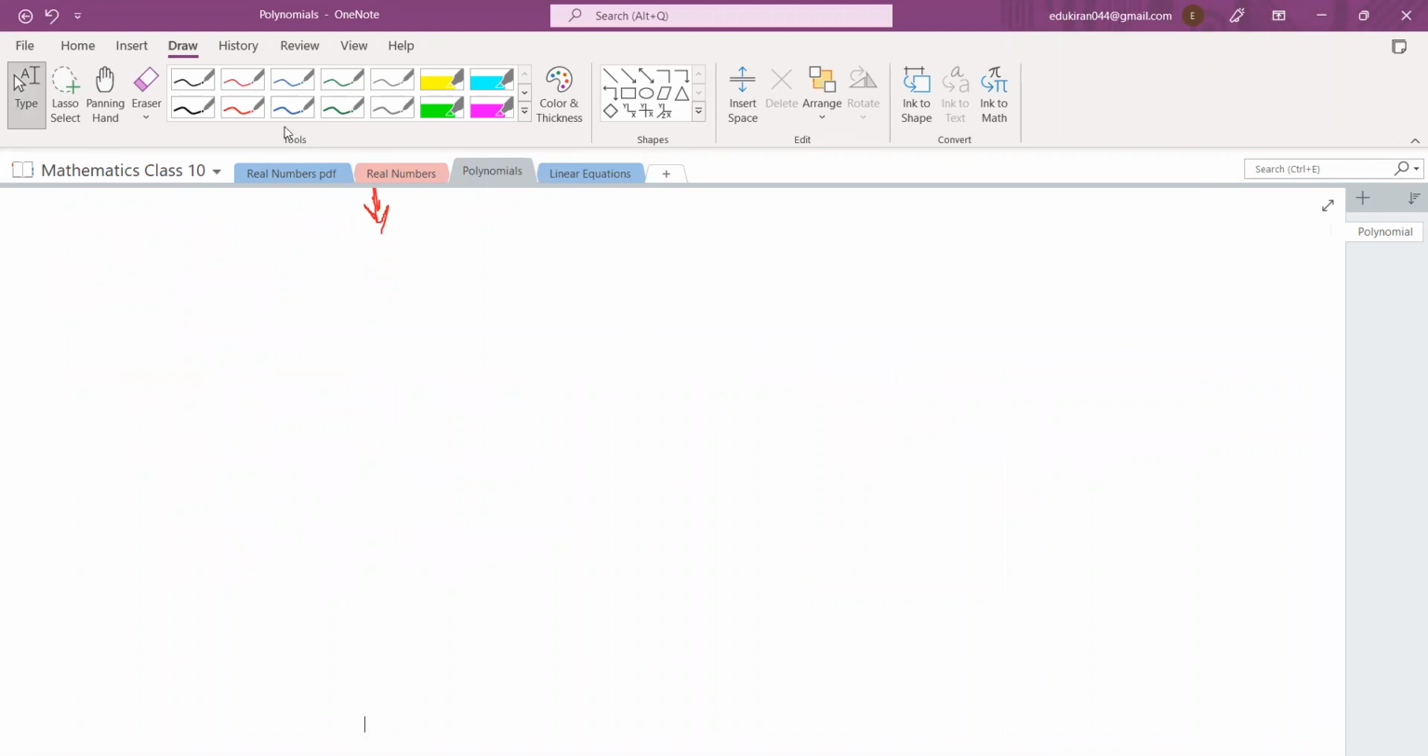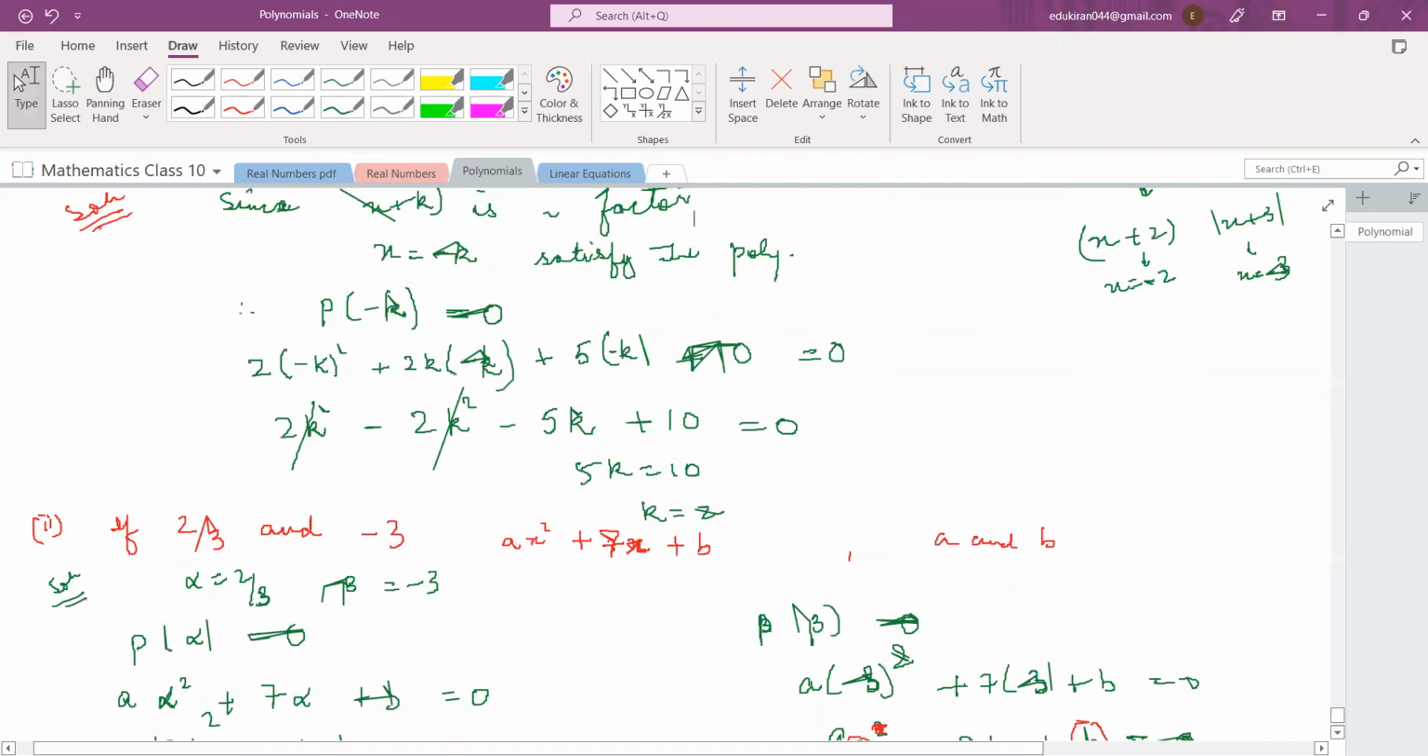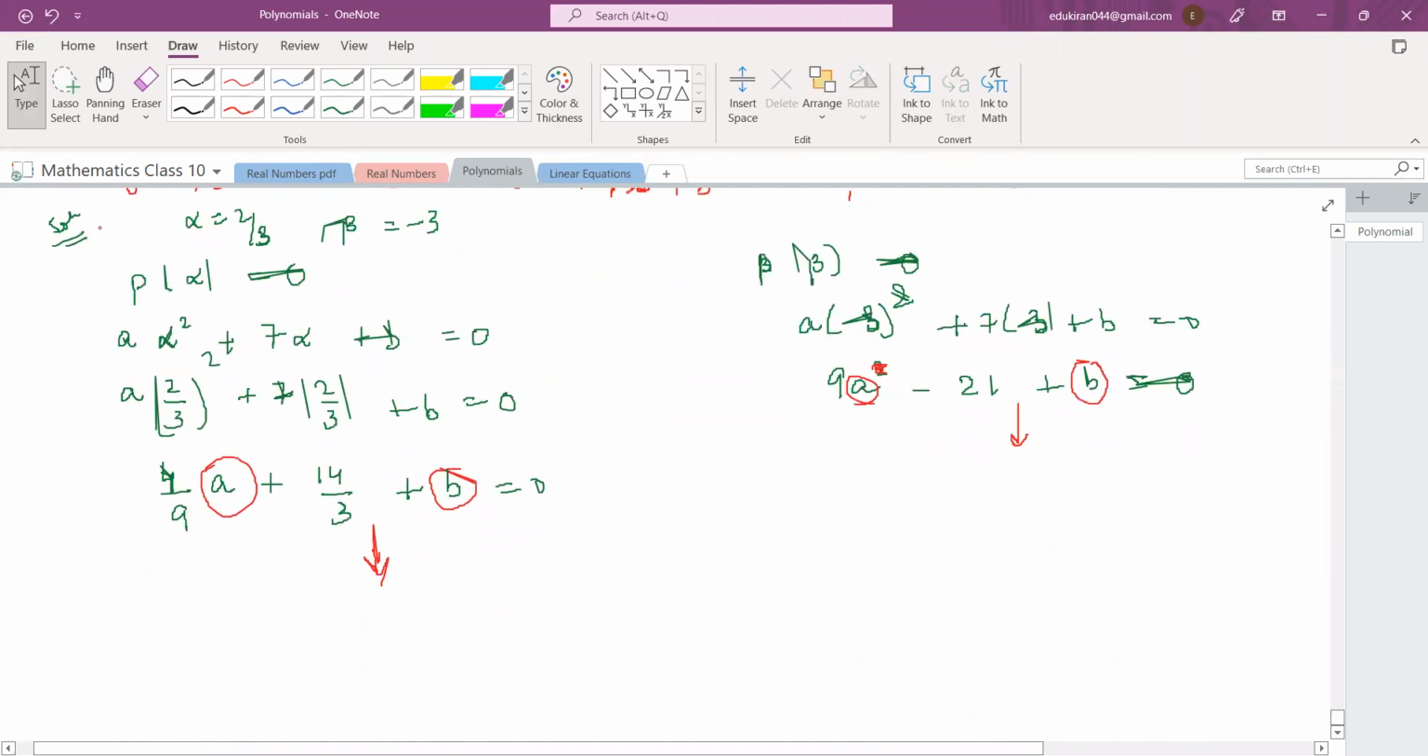One more question I'm giving you. Ma'am, if we do equation A is equal to equation B, then can we find the values? Both are equal to 0? Yes, ma'am. Then the first equation also, and the second equation also you will not be able to solve. You try it. So you will have 4a by 9 plus 14 by 3 plus b, both equal to 0. So you want to equate them. Fine. So you have 9a minus 21 plus b.